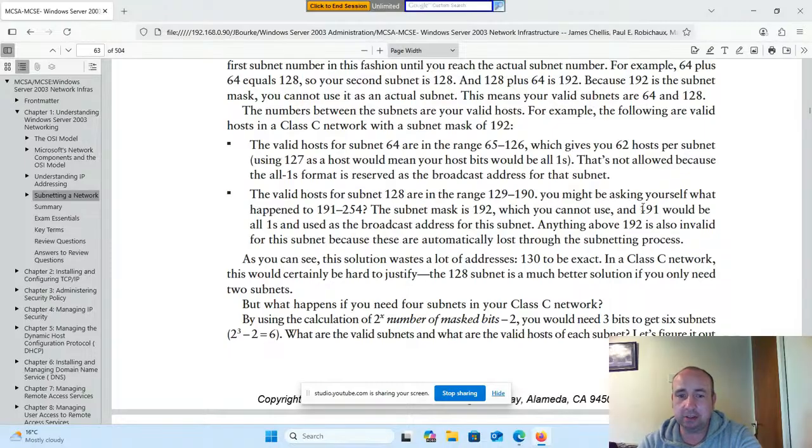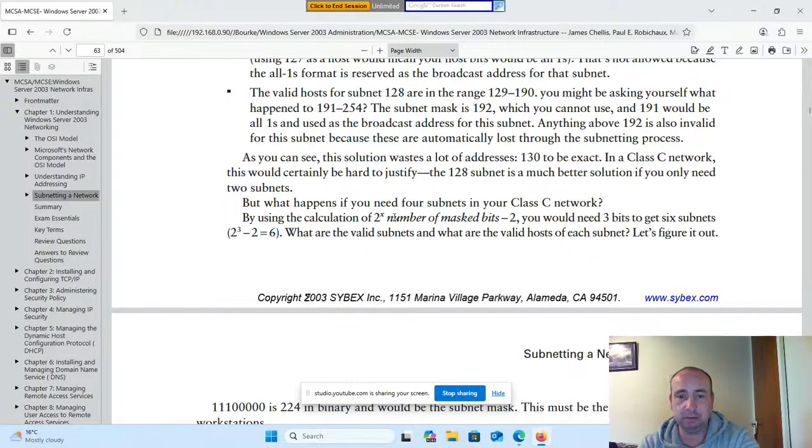You might be asking yourself, what happened to 191 through 254? The subnet mask is 192, which you cannot use, and 191 would be all ones and used as the broadcast address for this subnet. Anything above 192 is also invalid for this subnet because these are automatically lost through the subnetting process. As you can see, this solution wastes a lot of addresses, 130 to be exact. In a Class C network, this would certainly be hard to justify. The 128 subnet mask is a much better solution if you only need 2 subnets.